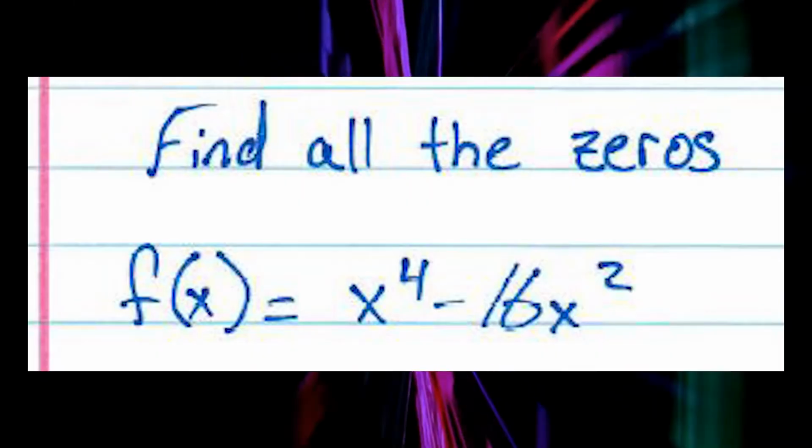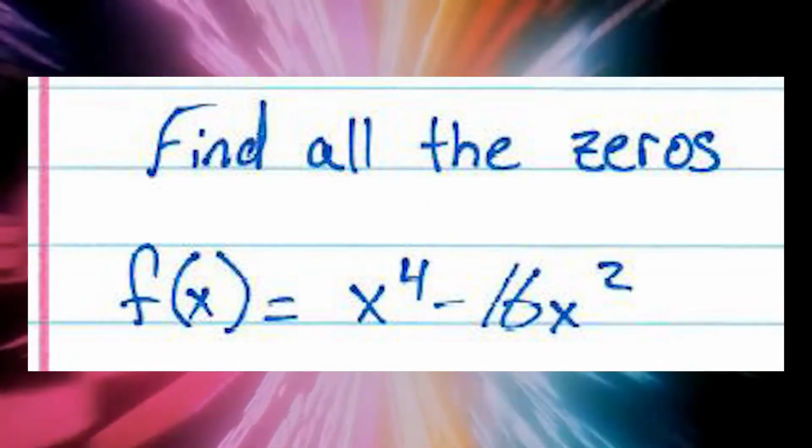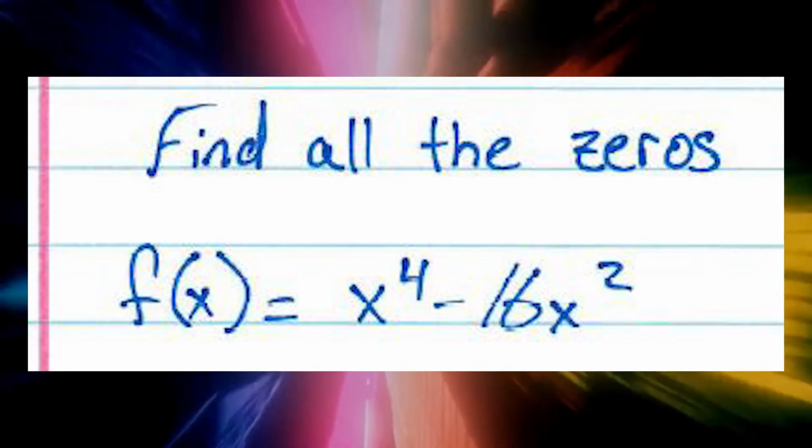I'm back. In the first section, we learned how to factor, and hopefully got better at factoring. In this section, we're going to find all the zeros. And for our example problem, we're going to have f of x equals x to the fourth minus 16x squared.